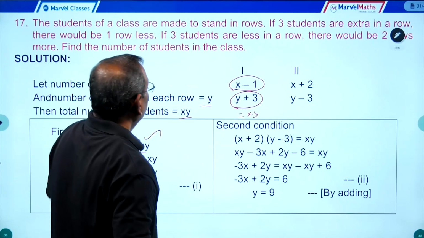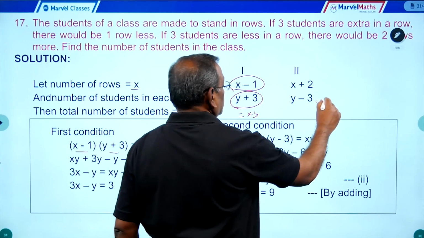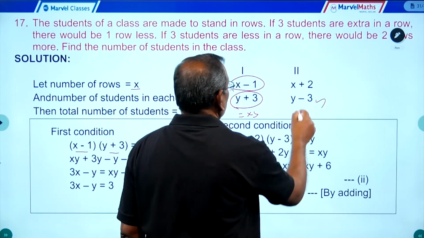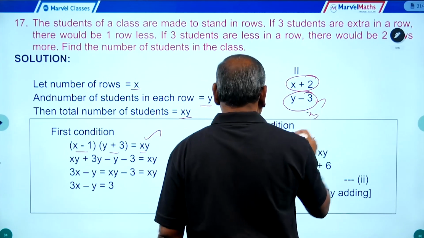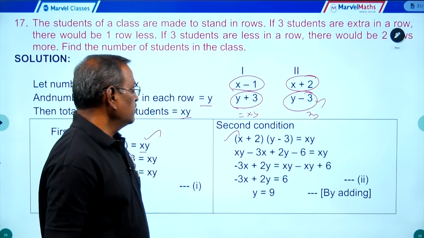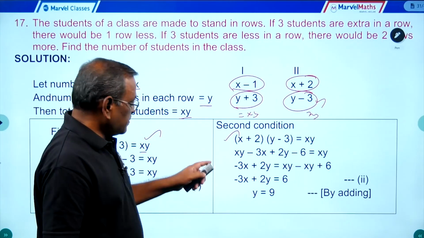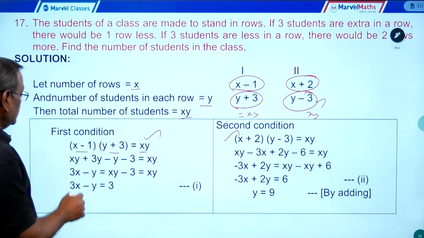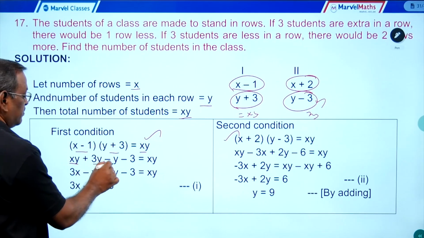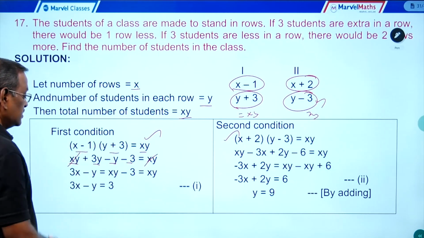Second condition: if 3 students are fewer in a row, there would be 2 rows more. So (x plus 2) into (y minus 3) equals xy. At present, it is not a linear equation because of xy. But if you simplify the LHS, xy plus 3y minus y minus 3, you can cancel these two.